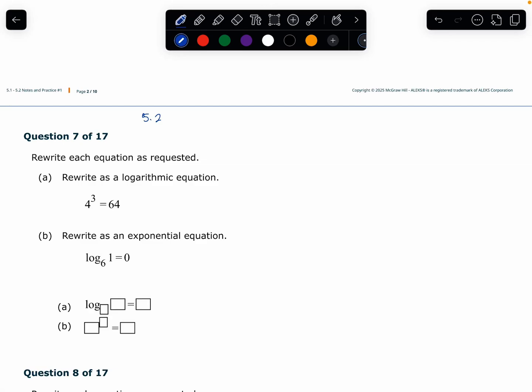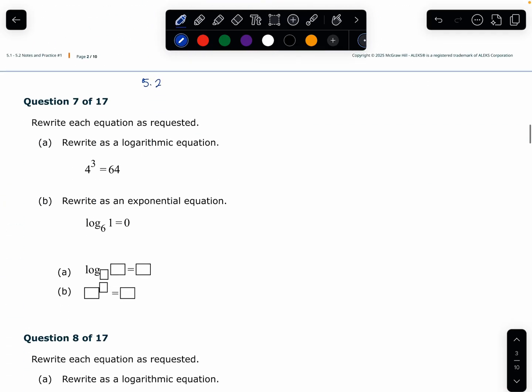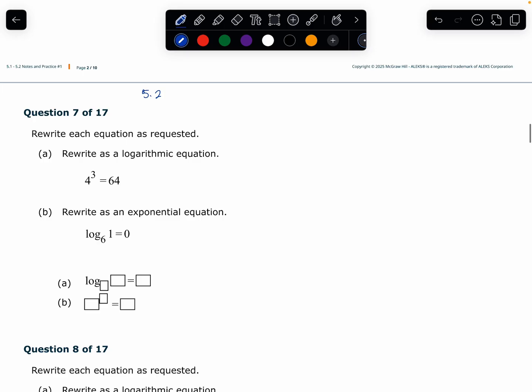Alright guys, we're going to go through 5.2 now. Hopefully you just finished the video covering 5.1 stuff. So 5.1 was dealing with exponentials and the natural base of e. In 5.2 we're going to be talking about something very new called logarithms.